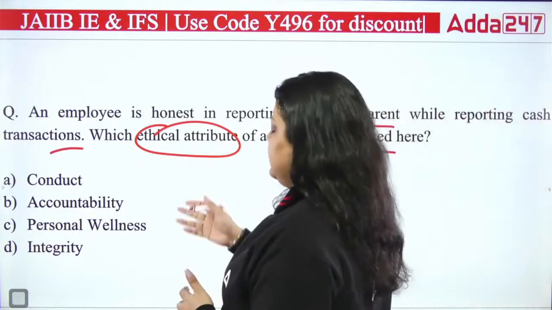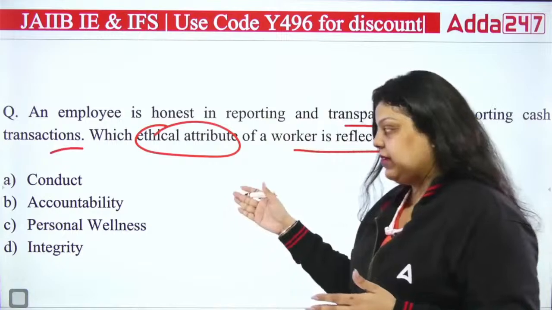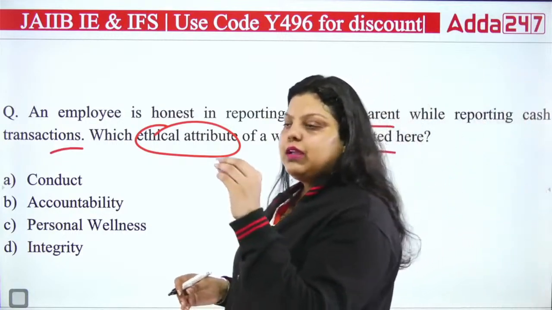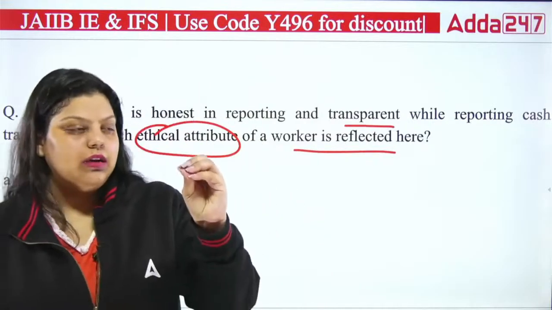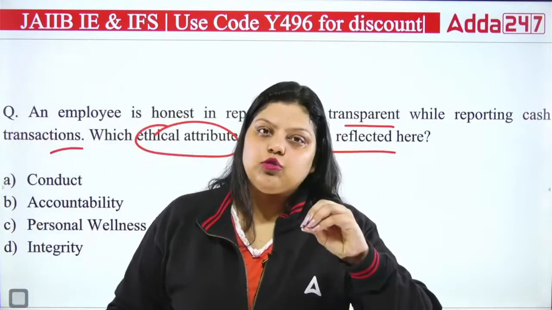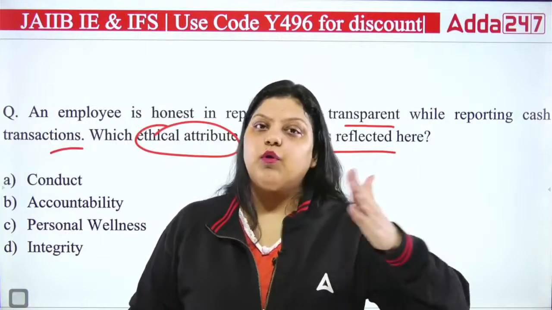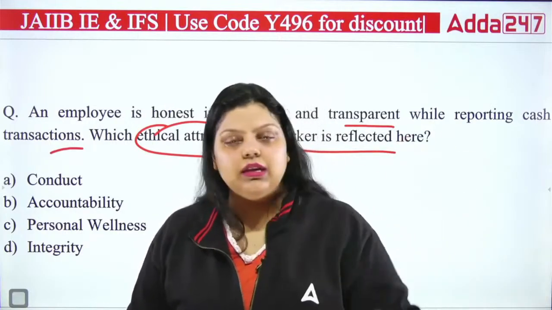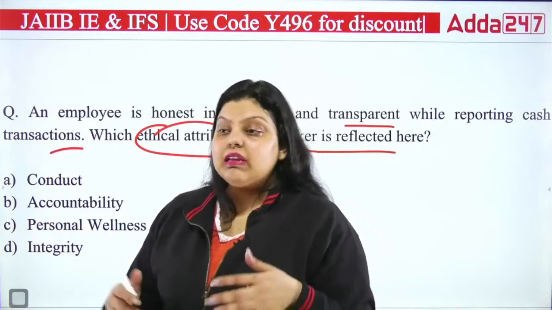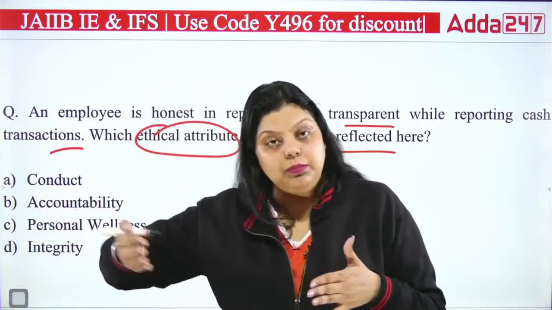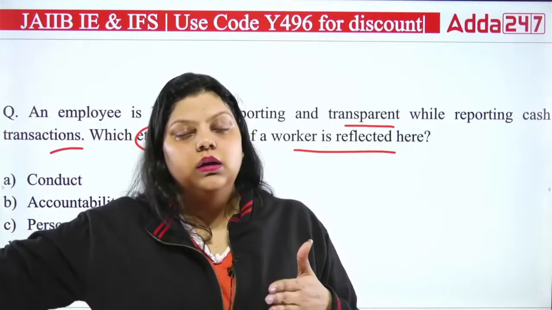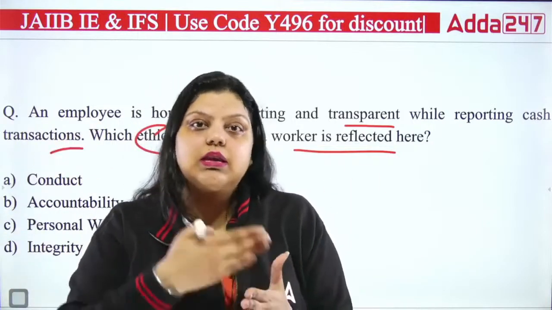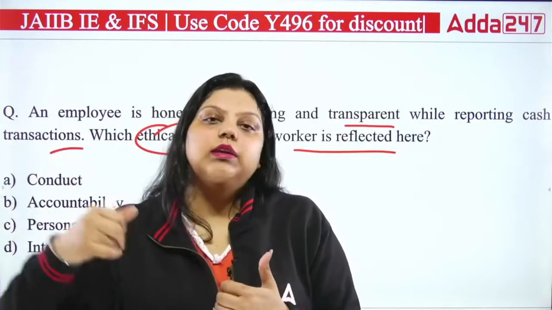Is it conduct? Is it accountability? Is it personal wellness? Is it integrity? So which of the following is true? We can talk about honesty. If a person is honest, it means the person is following rules and regulations. The person is going according to the rules and doing nothing wrong. That's honesty. Integrity means when the person keeps repeating the same behavior for a long period of time in an organization. That honesty is converted to integrity in that situation.